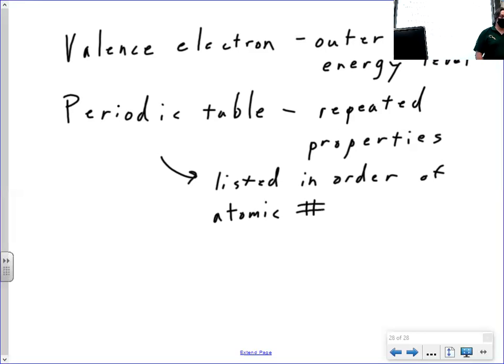What is that telling you? Why is oxygen 8 and fluorine 9? What's different about them? Come on, guys. What's the atomic number? It's the number of what? That was on the last test. Oh, the number of protons. Yeah.